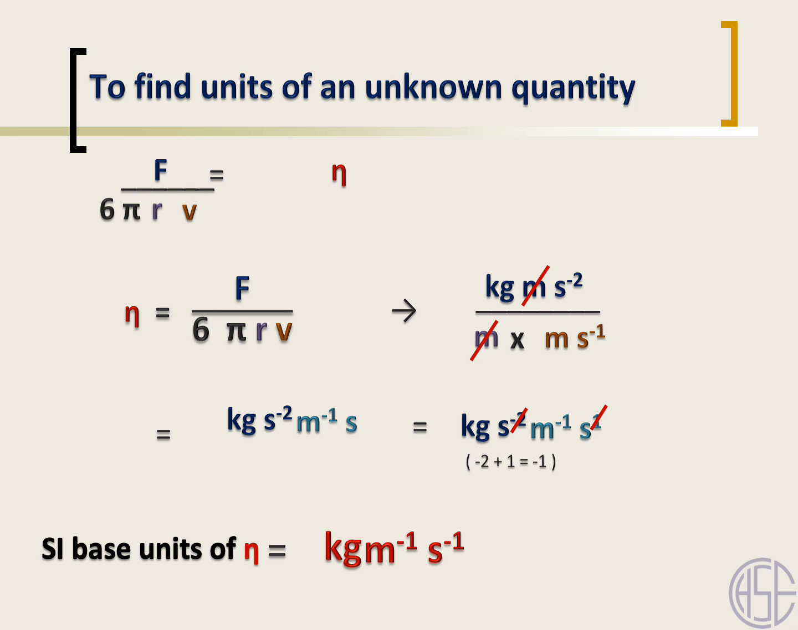First of all, you have to make eta the subject, then write the units of every quantity, then cancel anything if possible. Then finally you will get the base units of any quantity. Okay, so this is the second example where we use converting to base units, or why it's useful.